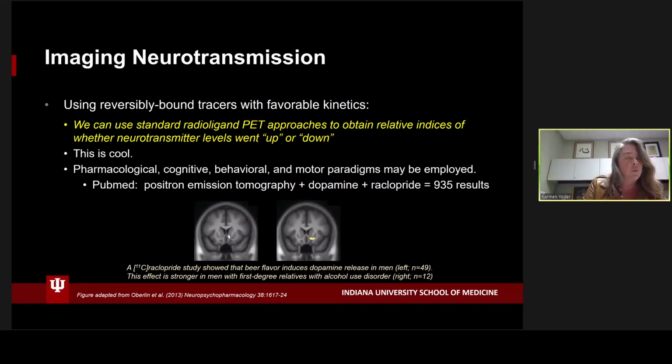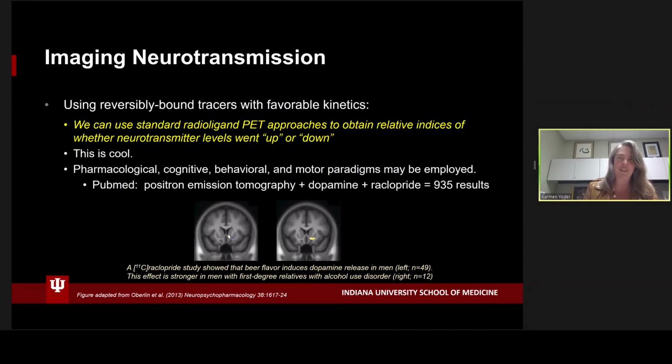We can use PET and reversibly bound ligands to actually image neurotransmission. We can get estimates of whether a neurotransmitter level went up or went down with some sort of challenge. And these challenges could be pharmacological manipulations, they could be cognitive or behavioral tasks or motor paradigms. And this has actually been done quite a bit. If you search PubMed for positron emission tomography and dopamine and raclopride, which is the most commonly used radiotracer for this, you're going to get over 900 results, which seems like a lot of data.